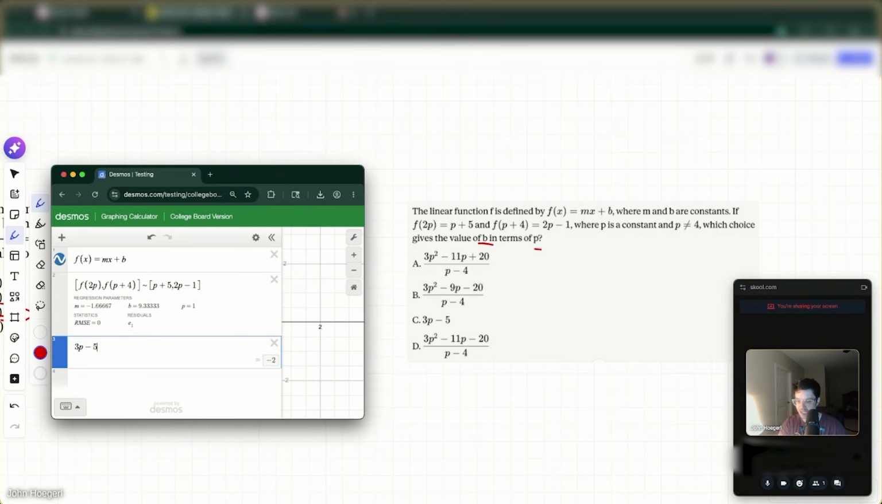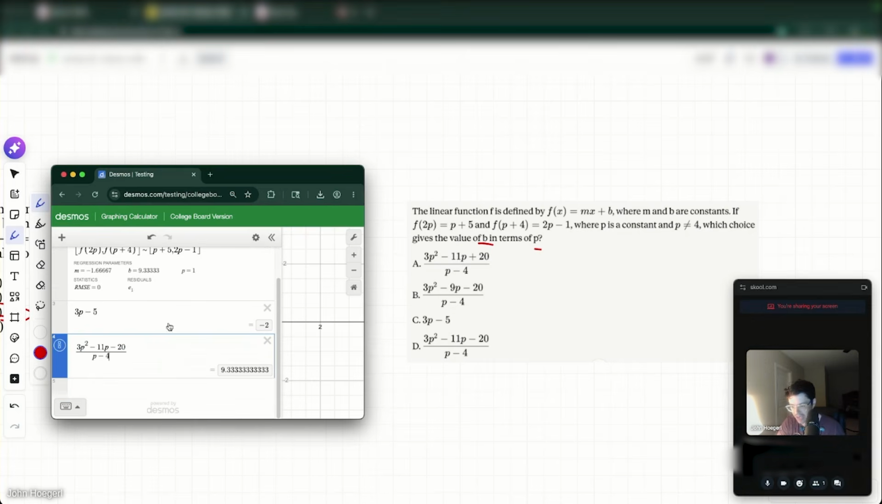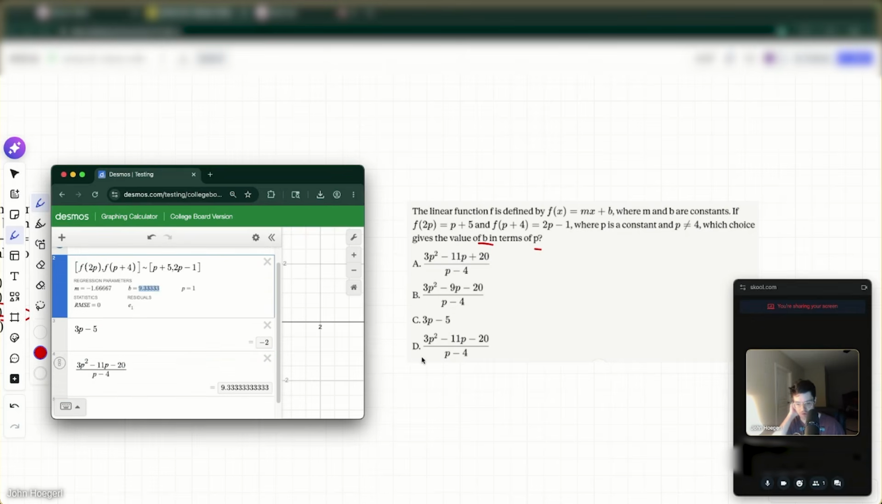So 3p minus 5 is equal to -2. That is not 1. Then we have 3p squared minus 11p minus 20, and then divide that whole thing by p minus 4. And yeah, that would be equal to 9.333. So therefore, D is the right answer. If I tried A or B, it's also not going to be the right answer here.